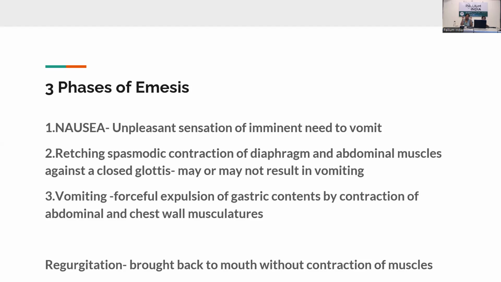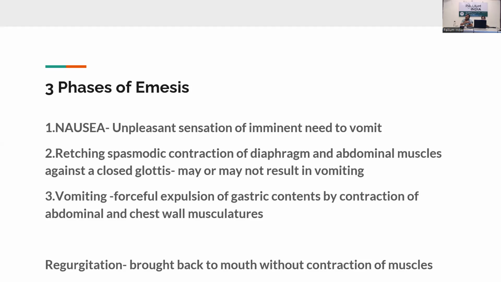So this is retching. The choking feeling is due to the contraction of the diaphragm and abdominal muscles against the closed glottis. Glottis means in our trachea. Now the third one, vomiting. Vomiting is the real one, where there is a forceful expulsion.